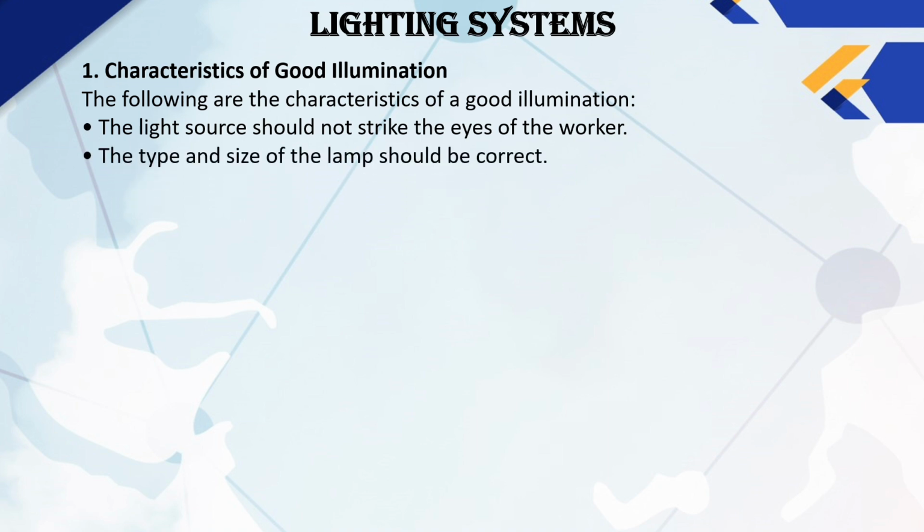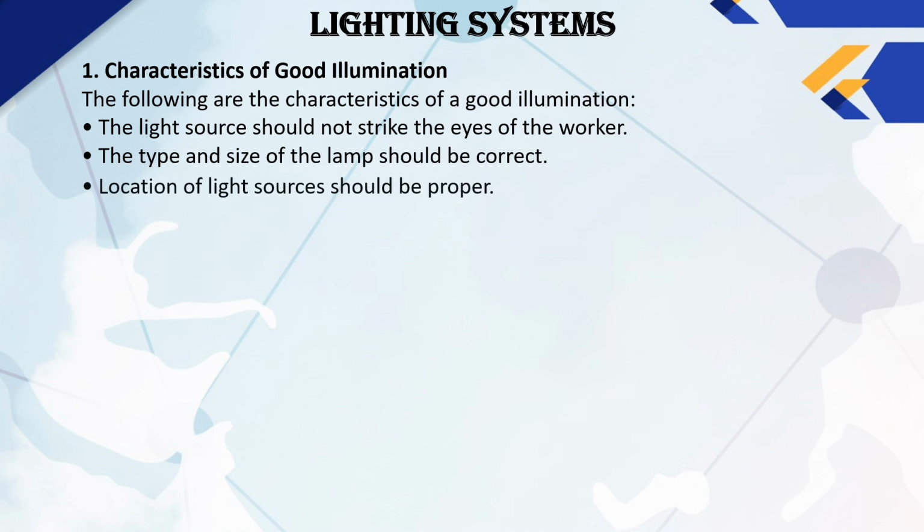Second, the type and size of the lamp should be correct. The lamp used for lighting should be appropriate for the specific environment and task. The type of lamp affects the quality and color of light, while the size influences how well it illuminates the area. Proper selection ensures adequate brightness, minimizes shadows, and enhances overall visibility for safety and productivity.